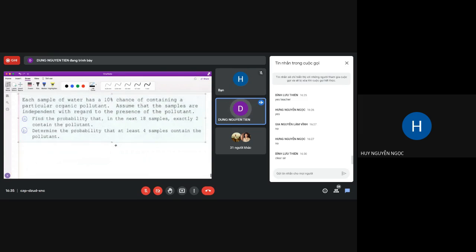Each sample of water has a 10% chance of containing a particular organic pollutant, assuming that the samples are independent with regard to the presence of the pollutant. Find the probability that in the next 18 samples, exactly 2 contain the pollutant. Can you tell me the answer?